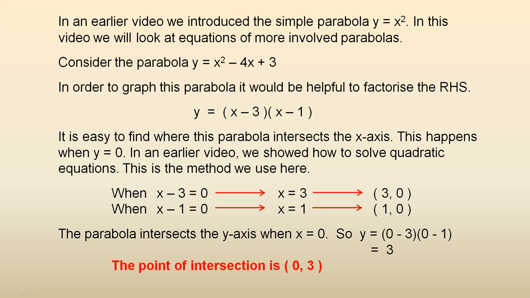The parabola intersects the y-axis when x equals 0. So, if we substitute x equals 0, either in this equation or in this one here, it doesn't matter, y equals (0 minus 3) times (0 minus 1), so that gives us 3. So the point of intersection is (0, 3), and that's where the parabola intersects the y-axis.